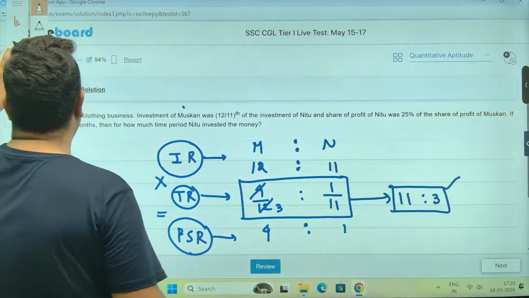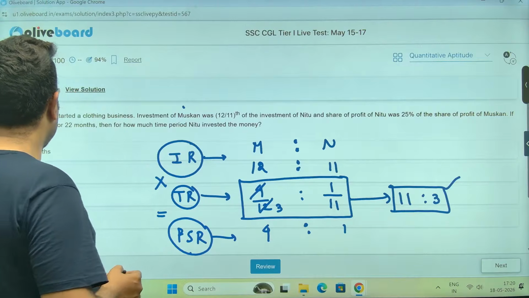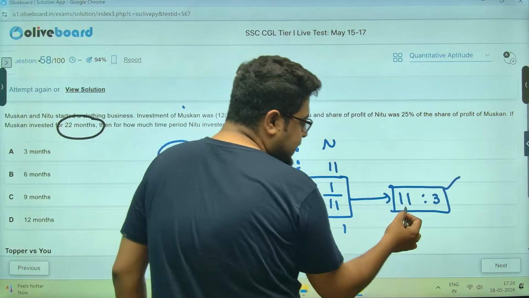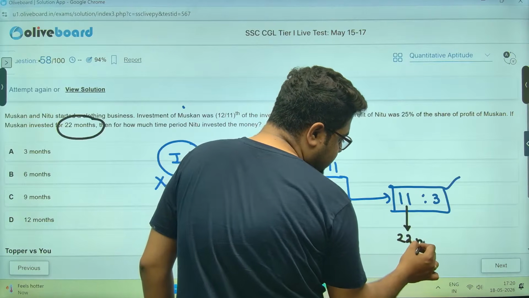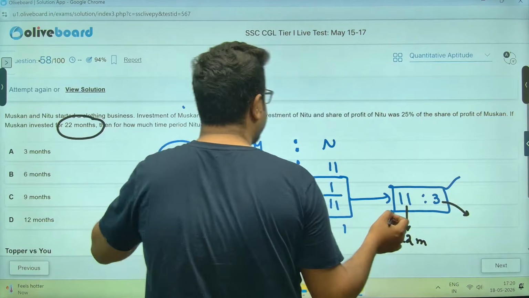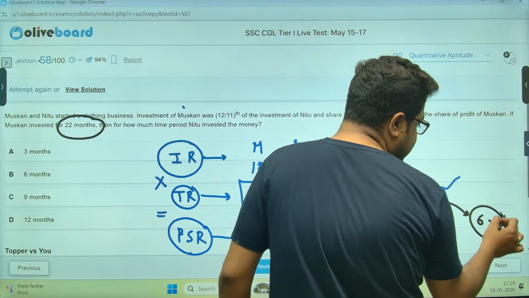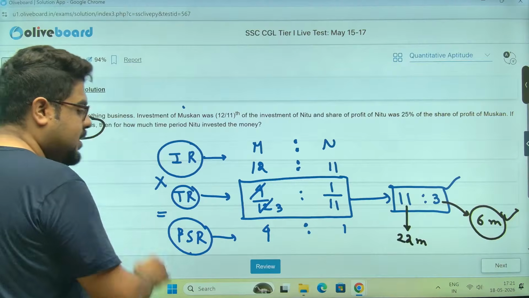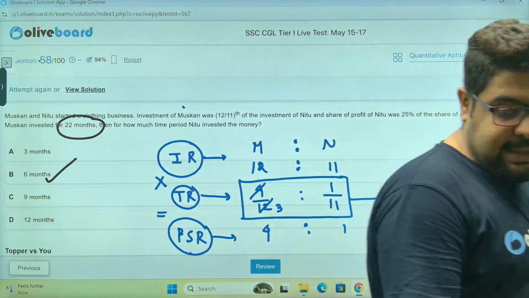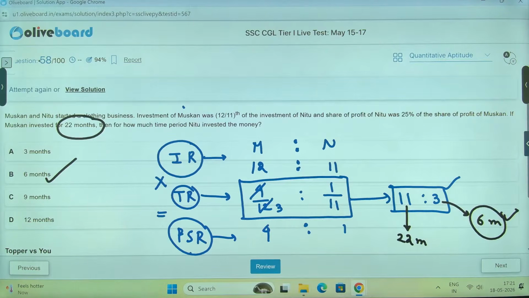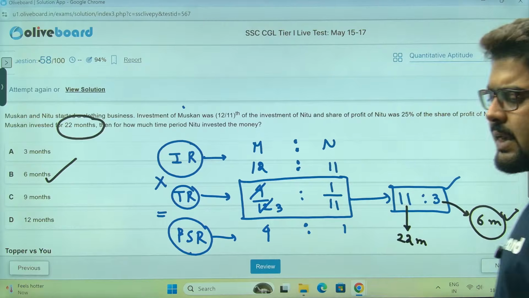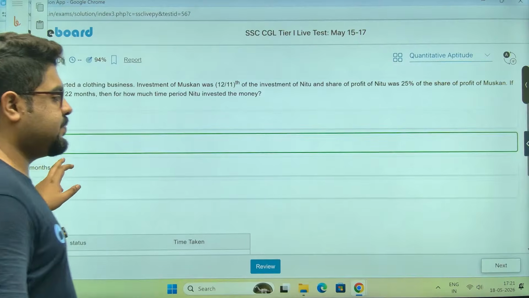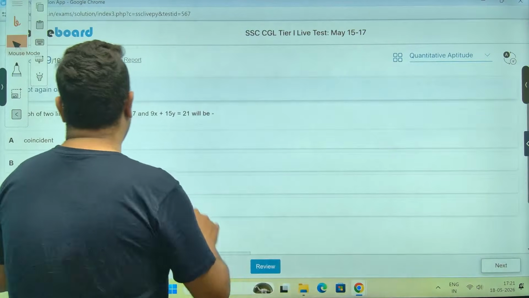Now they are asking something else. They have given us that Muskan invested for 22 months. Muskan is 11, so these 11 parts are equal to 22 months. So what value is 3 parts? 3 parts will be 6 months, because 11 twos are 22, 3 twos are 6. So my answer will be option B, that is 6 months. Again, a very simple question. Next one, please.